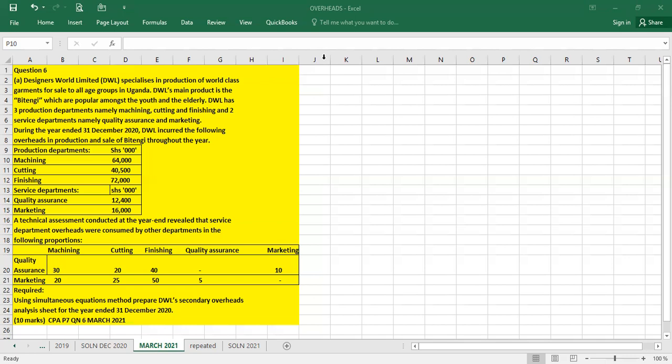We said we are using the same question, and it is March 2021, question 6, and the question wanted a simultaneous equation, but we said we are going to use that same question. We try and understand all the formulas, all the methods that are used within the overhead apportionment using the secondary method, where we transfer the overhead costs from the service department to the production departments.